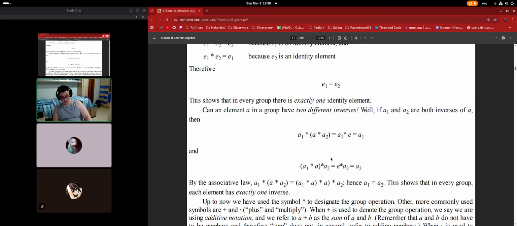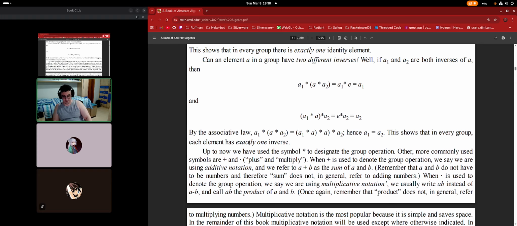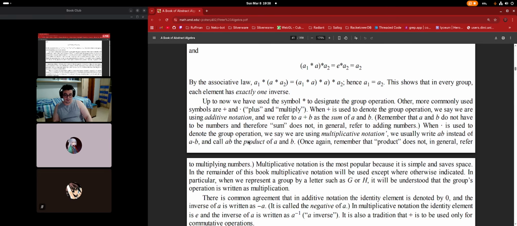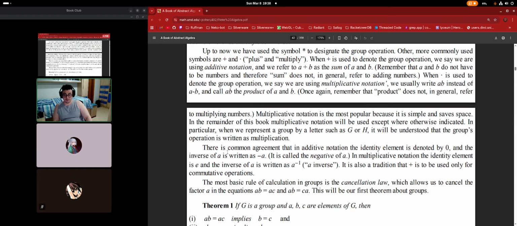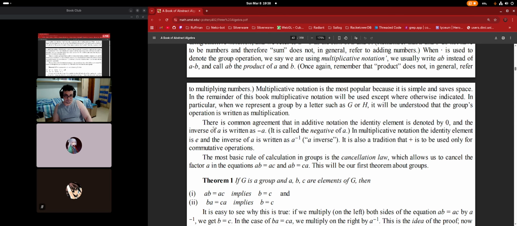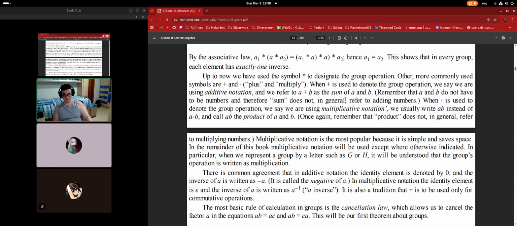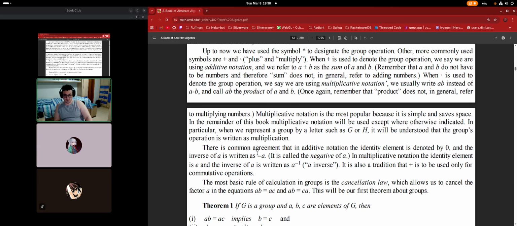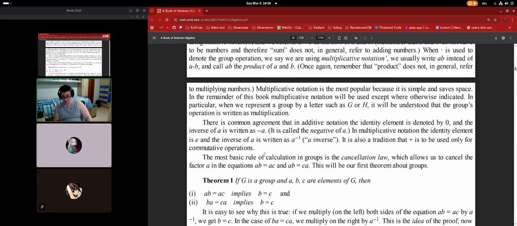And the same thing applies for inverses. You have to do some massaging with associativity, but the conclusion is always the same: exactly one inverse. Then he talks about notation. I think this is repeating itself a little bit, but okay. Because of the additive notation and multiplicative notation, you can have the inverse written in different ways, which is also fine.